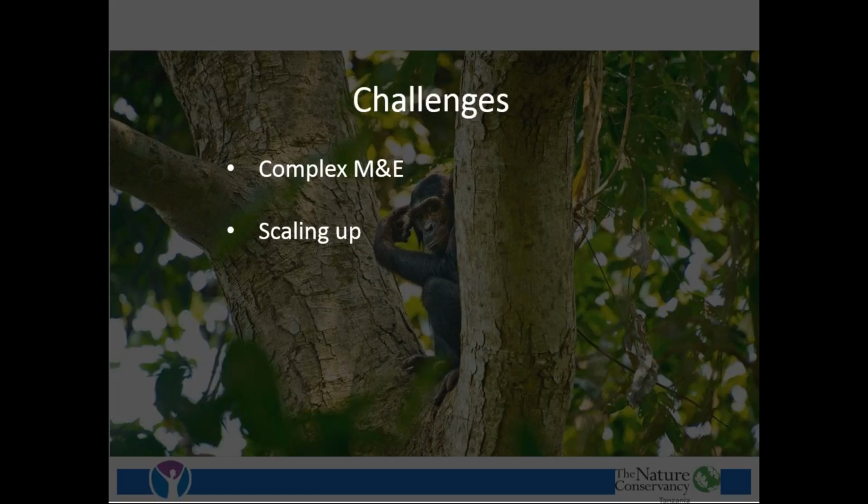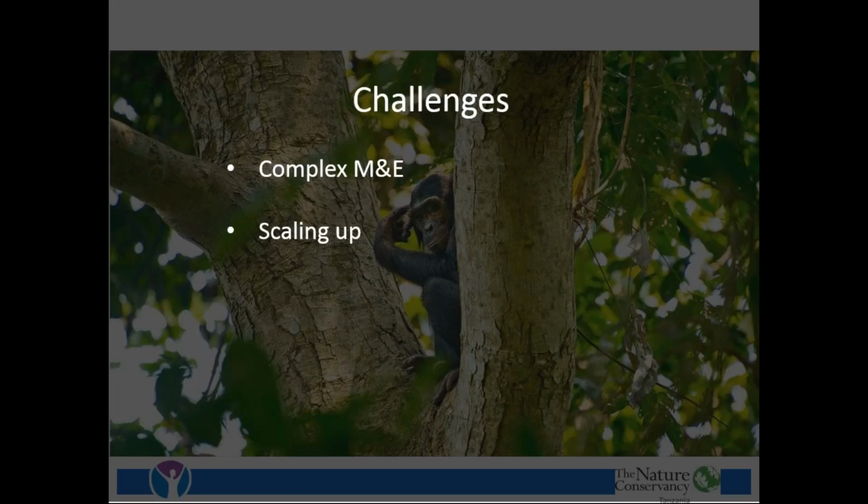Another challenge that we found is scaling up, and this one may be unique to what we're doing and the focus of the project in this area. But Pathfinder has been really good at expanding the reproductive health services to new villages. They've been able to scale up fairly rapidly. But TNC, in all candor, we've struggled to expand the project's environmental activities to new villages.